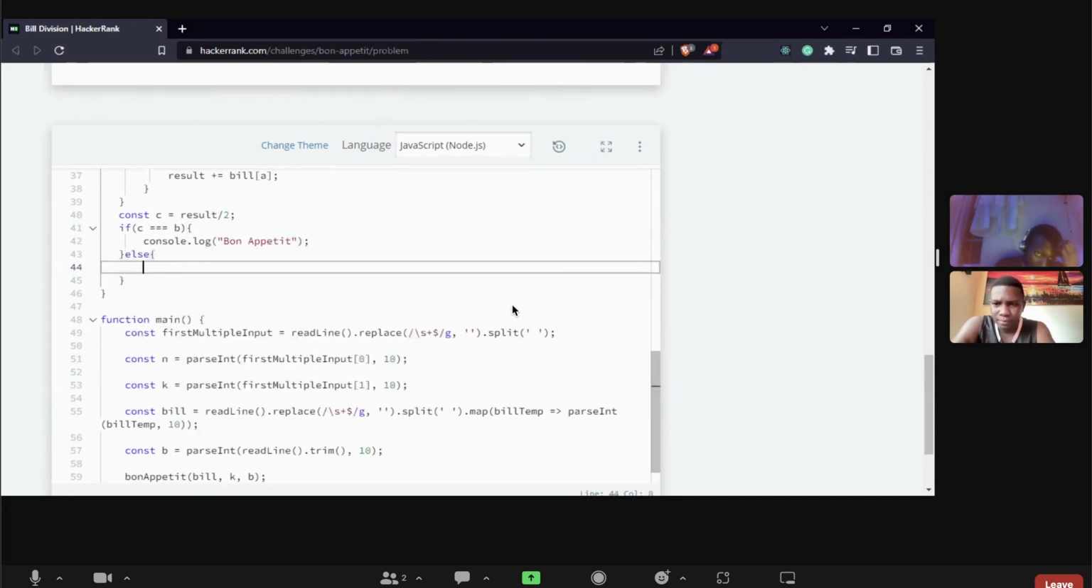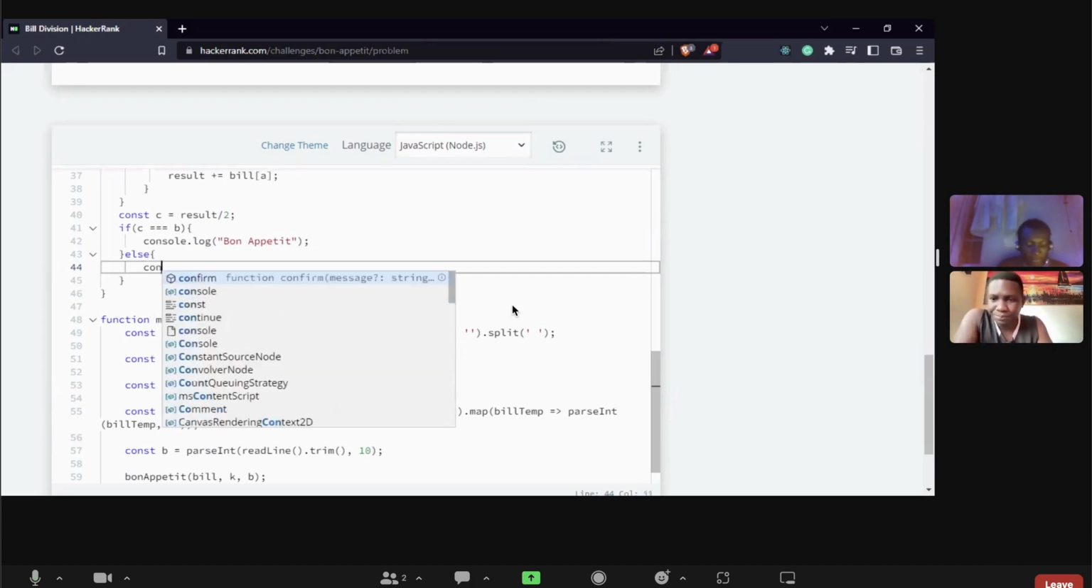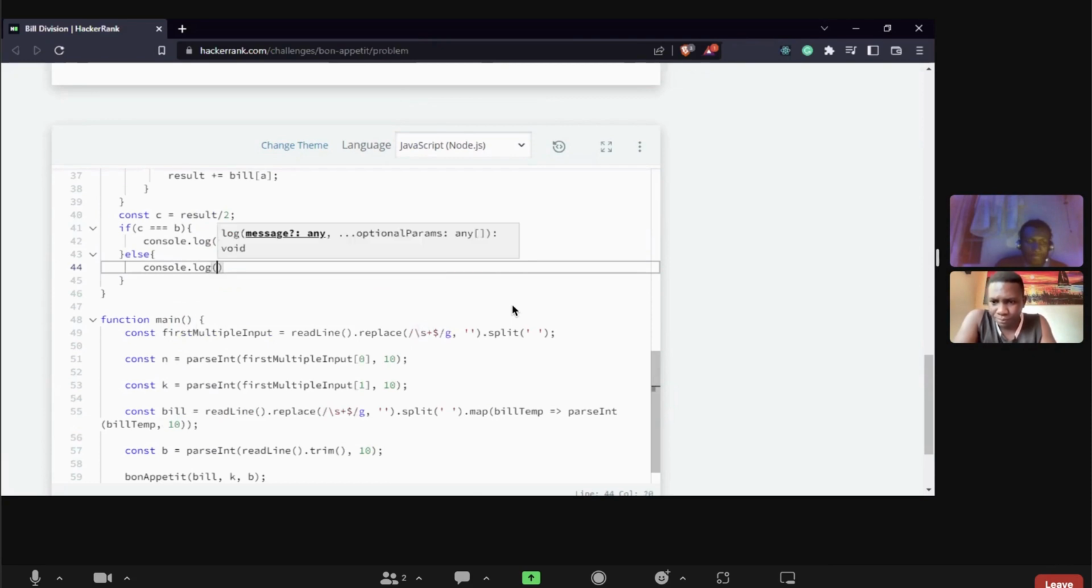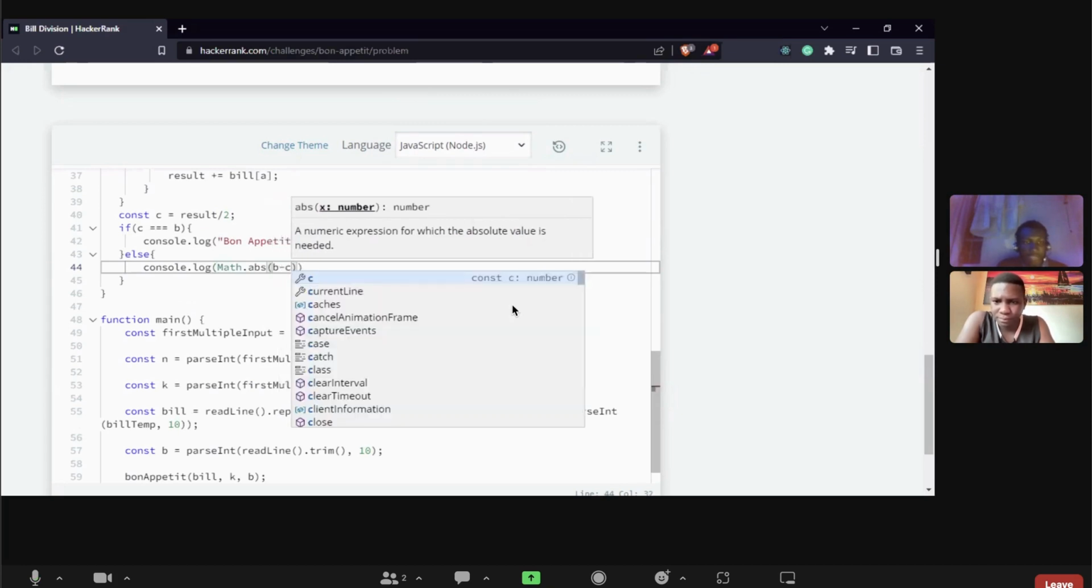At this point, you can either use Math.abs or Math.floor. The reason being that at some point, because we're dividing by 2, there will be a number with decimal points, right? So we want to raise decimal points to be like an absolute value. So it doesn't conflict with the B. So at this point, you say Math. You can either use absolute or floor. That's up to you. Okay. Then it's B minus C.